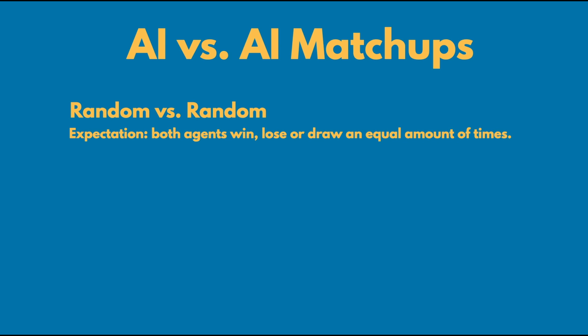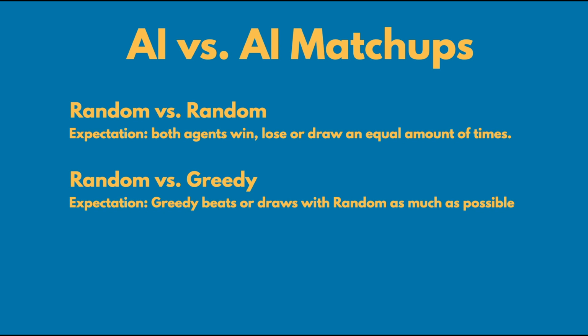So, for instance, noughts and crosses is very biased in favor of the first player, but it requires a lot of planning and understanding to take advantage of this. So this kind of random versus random matchup is the lowest possible bar for our game to cross. Our next test is greedy versus random.